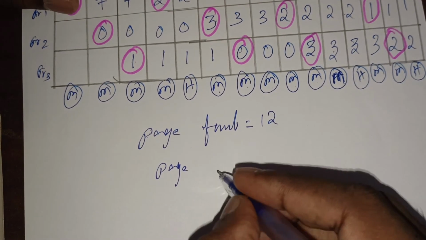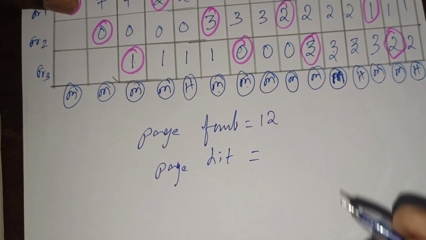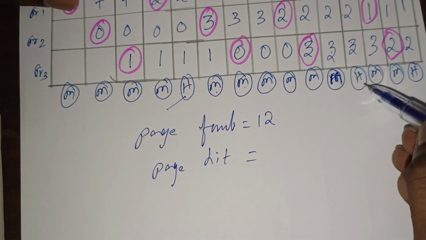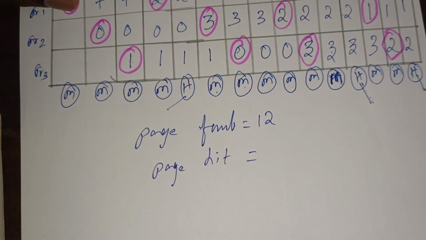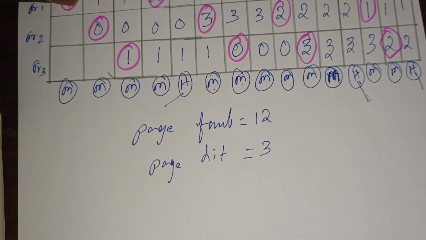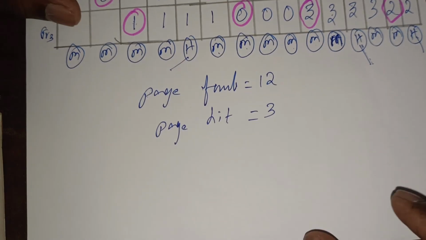Okay, so we are going to calculate page hit. Page hit in the sense we are going to calculate how many hits are there. Number 1 and number 2. Here it is 2. Here it is 3. So totally 3 hits are there. Right? So the formula is we are going to calculate the hit ratio.